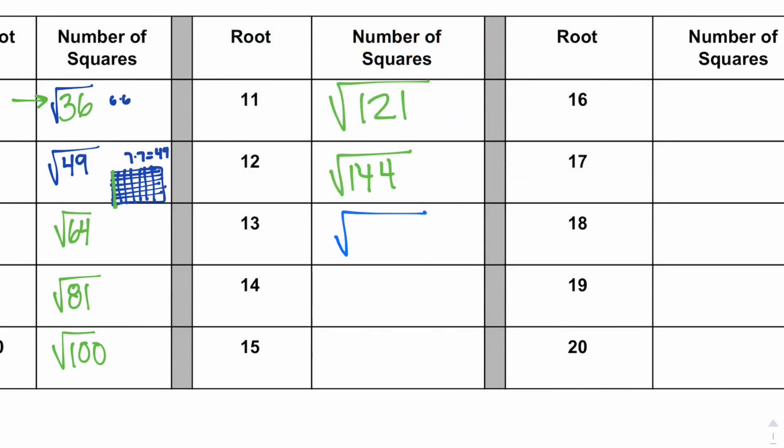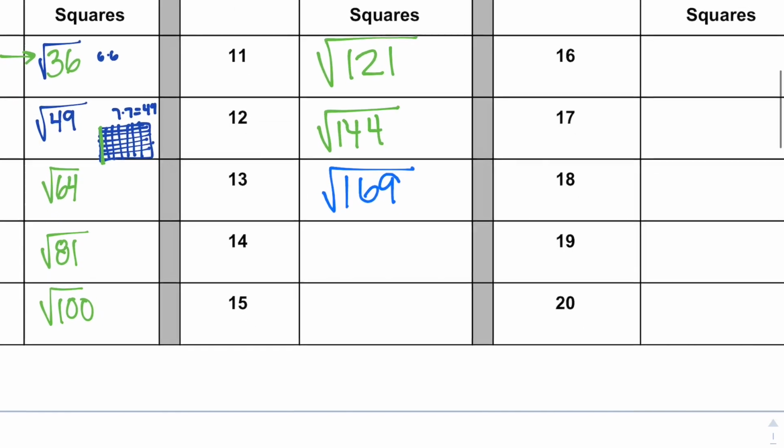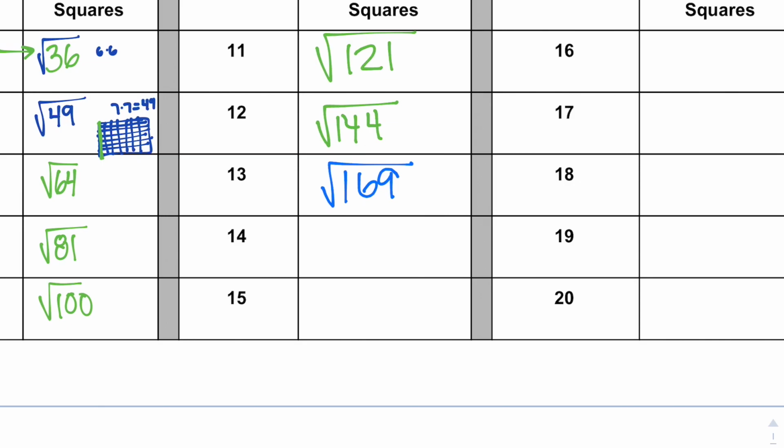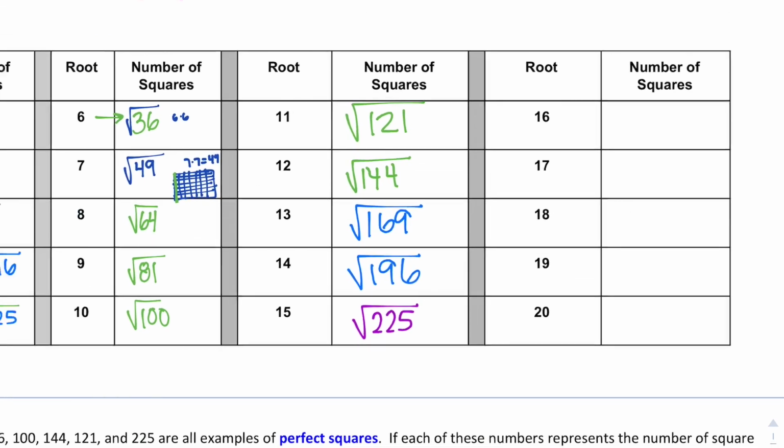For 13, I know 13 times 13 is 169. So I'm going to take the square root of 169, which is 13. The square root of 196 is 14. I'm going to keep moving along here. The square root of what number gives us 15? Well, 15 times 15 is 225. So the square root of that is 15.